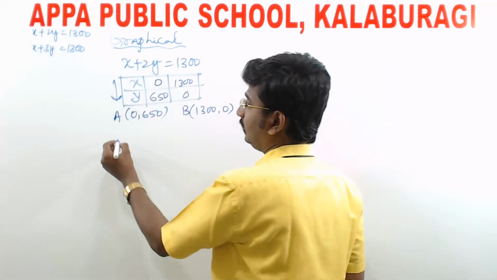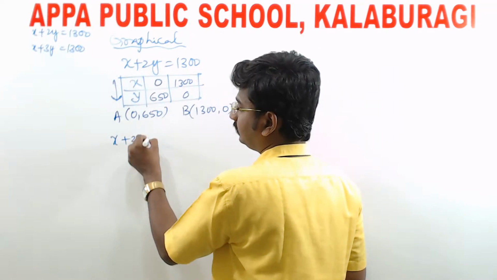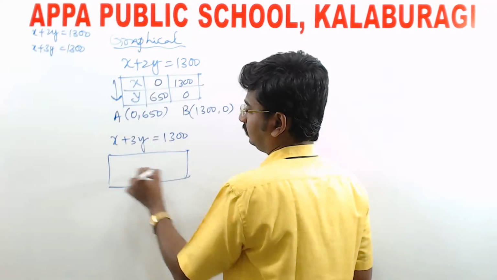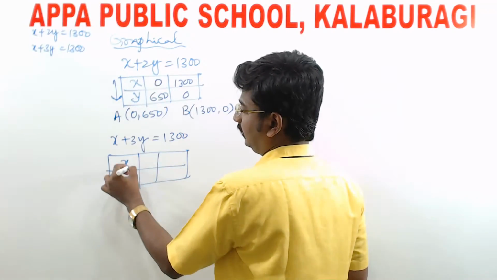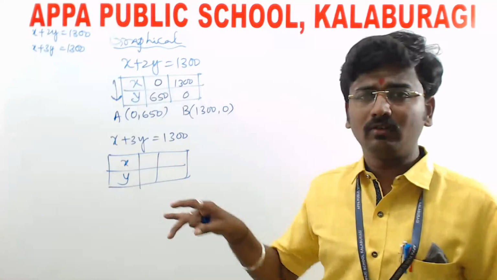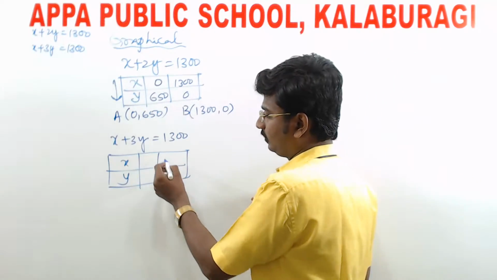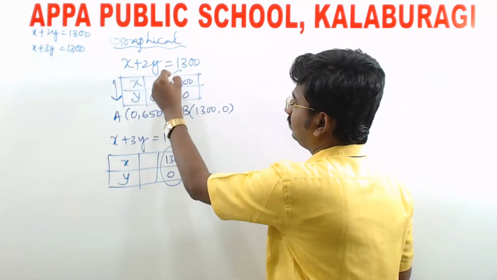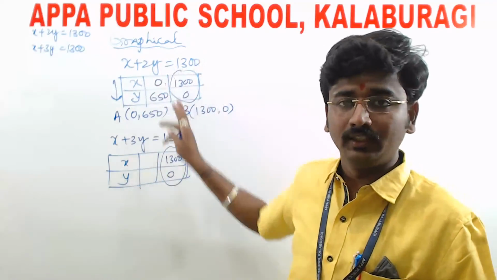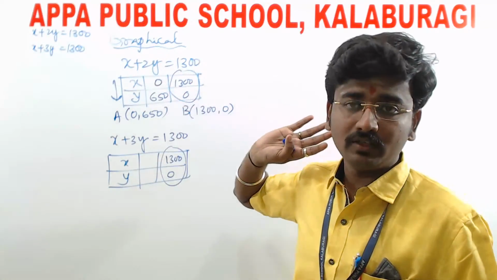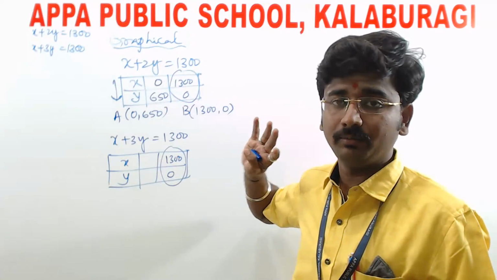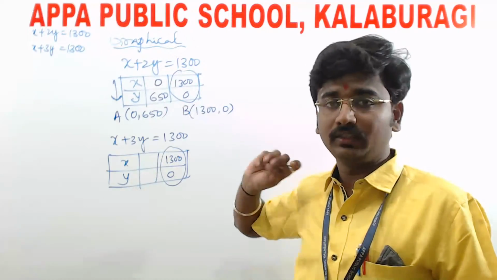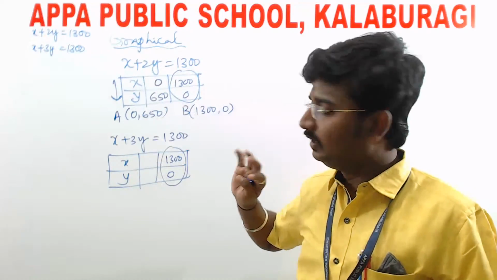Now when I come to x plus 3y equal to 1300, what would this be? X and y, no doubts here. When y becomes 0, x value is 1300. See, it is intersecting. It will intersect at (1300, 0), 100% in the graph, because the system is consistent. Intersecting lines have a unique solution. This was the brief point.